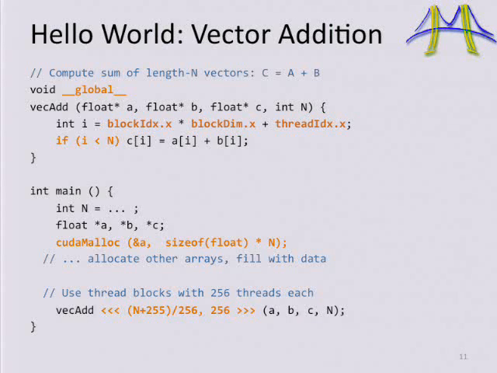On the host, instead of using new or malloc, we use this cudaMalloc function, which specifies that the variable A should hold a pointer to data on the GPU. And then we have this triple angle bracket syntax to specify that we want vec_add to run n times. Here I've added 255. I've rounded n up to a multiple of 256, and then specified that there should be 256 threads in each block.